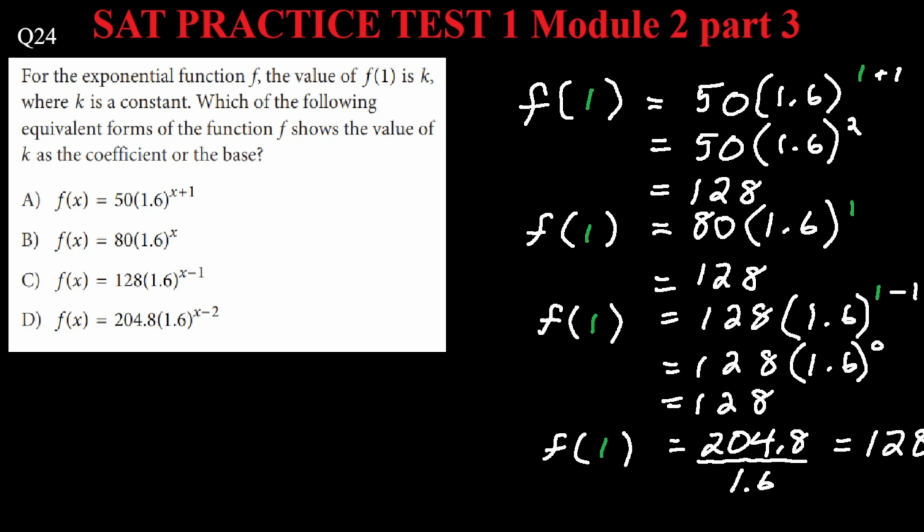Now, the reason we took the long way out, since in each case here f of 1 equals 128, what they were asking was, since k is f of 1, so here k equals 128 in each case. What they're asking is, in which one of these was k the base of the exponential function? And if you look over here, this was the base of the exponential function, so it was choice C.